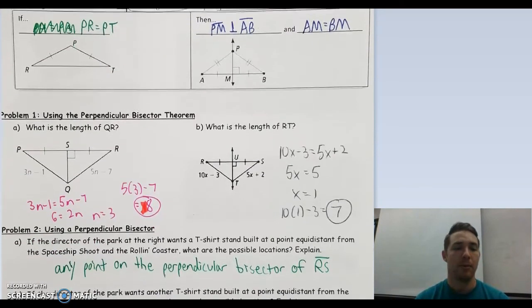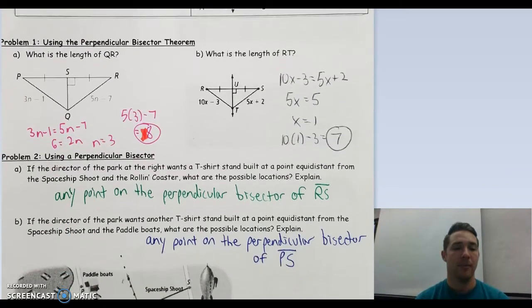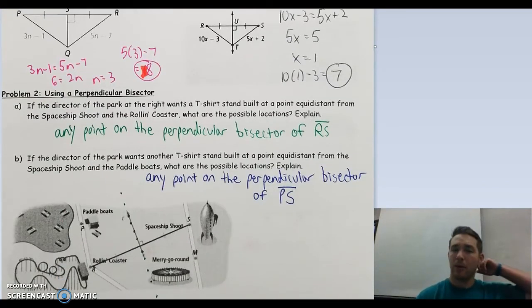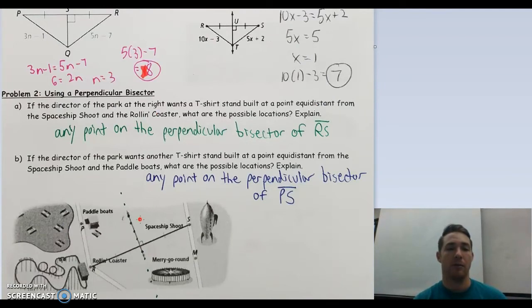So let's try and use that perpendicular bisector again, and this time I have basically a word problem, a little bit of a description. A director of the park wants a t-shirt stand built at a point that's equidistant from the spaceship chute, so this right over here, and the roller coaster, so right over here. If I want to find the possible locations that would be equidistant, one way to do it would just be to put it halfway in between the two.